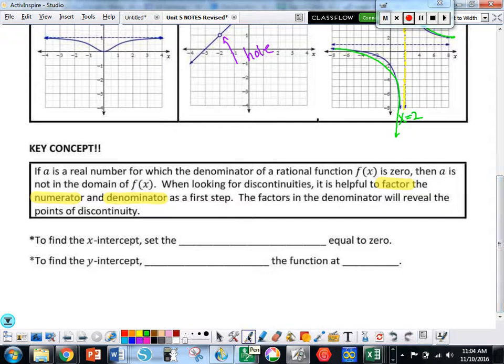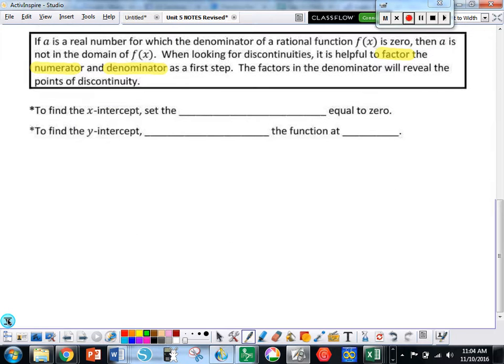The other thing that you need to know is how to find the x-intercept. X-intercepts happen right here, right? What does y equal on any of those? 0. So if I want to find the x-intercept, set the y value equal to 0. I'm going to set y equal to 0.